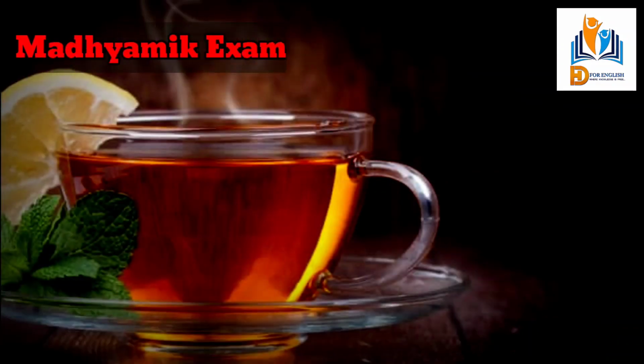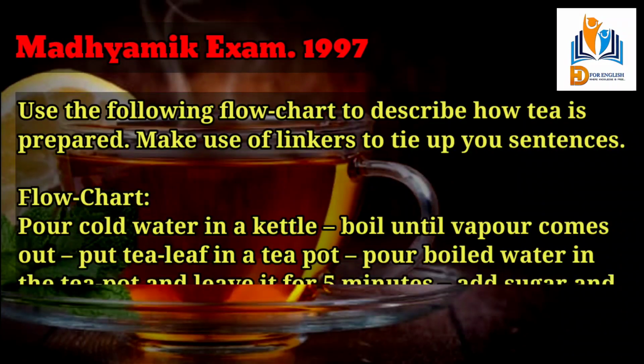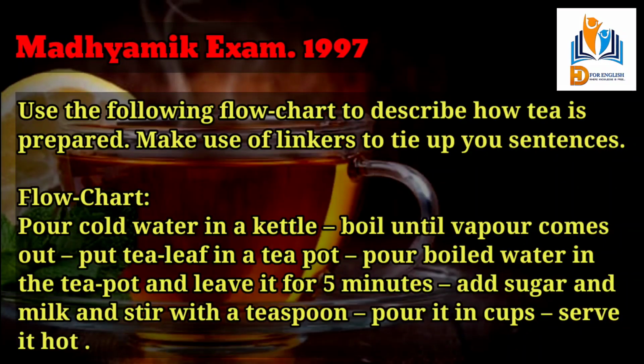Here is the question of Madhyamik 1997. Use the following flowchart to describe how tea is prepared. Make use of linkers to tie up your sentences. Flowchart. Pour cold water in a kettle. Boil until vapor comes out. Put tea leaf in a teapot. Pour boiled water in the teapot and leave it for 5 minutes. Add sugar and milk and stir with a teaspoon. Pour it in cups. Serve it hot.